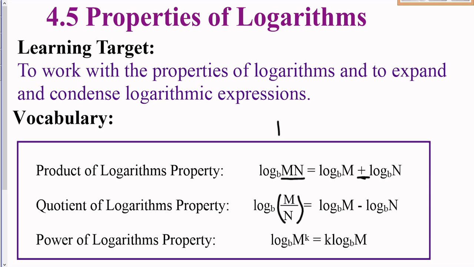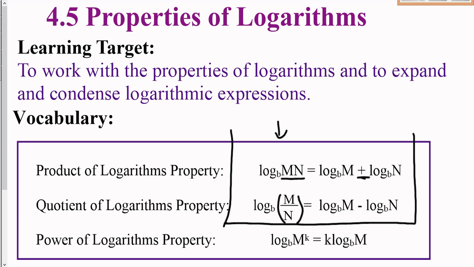Notice on this side, for these two at least, we have one log, and then on this side we have two when we change it from multiplication to addition and from division to subtraction. So when it's m over n, we get m minus n. The bases of the logs stay the same as what you originated with.